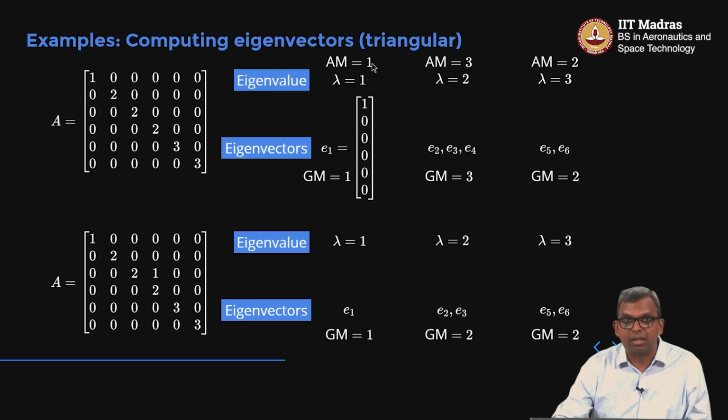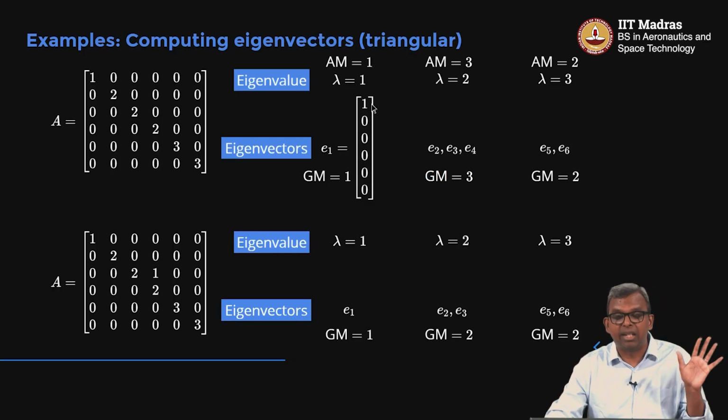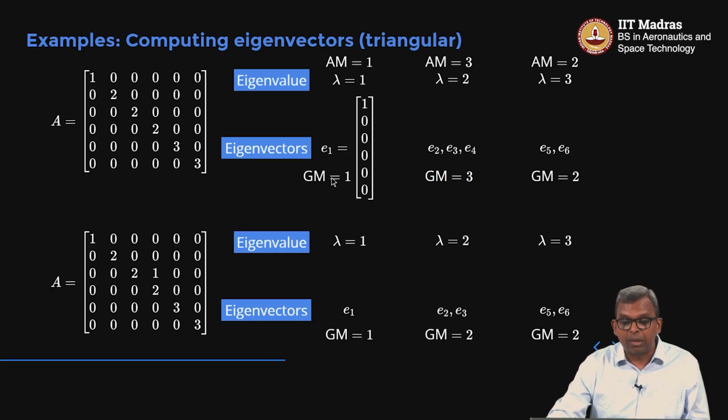One appears with algebraic multiplicity 1, 2 appears with multiplicity 3 and 3 appears with multiplicity 2. Okay, once again for the diagonal case everything is very clean, right. For lambda equals 1 you have E1 as an eigenvector giving you geometric multiplicity 1. For lambda equals 2 you have 3 eigenvectors E2, E3, E4 giving you geometric multiplicity 3. For lambda equals 3 you have only 2, E5 and E6.